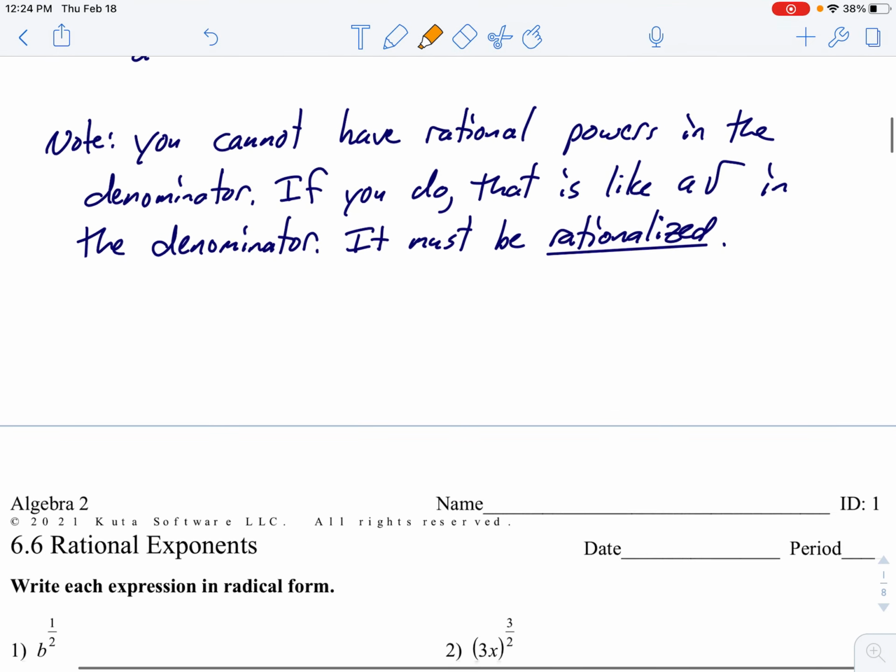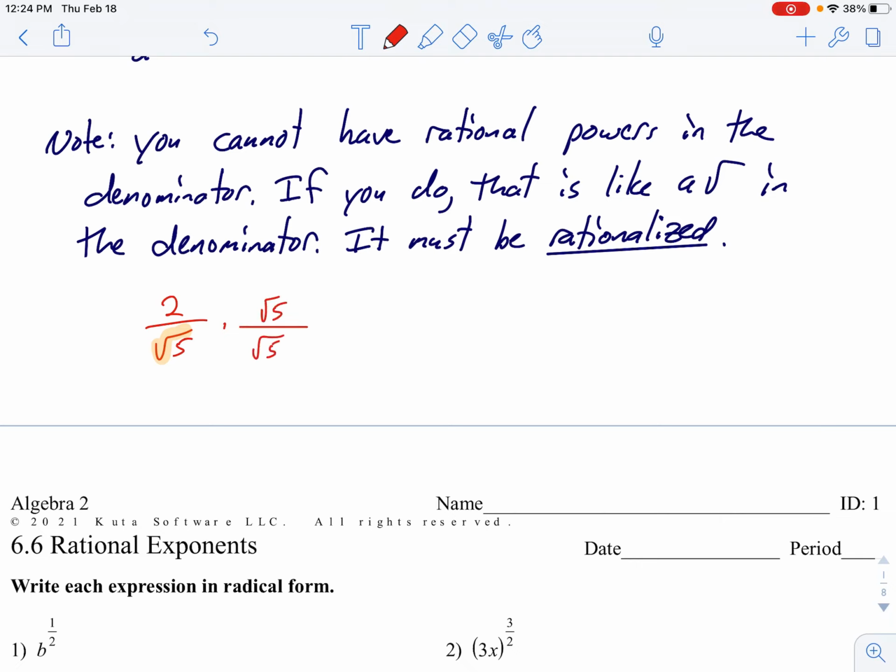One note toward the end of this: we've already talked about how you cannot have a root in the bottom of a fraction. Like if you had 2 over the square root of 5, that's not allowed. And we went through this process called rationalizing. So you multiply by the square root of 5 over the square root of 5. You get 2 radical 5 over the square root of 25. And then that simplifies to 2 square root of 5 over 5.